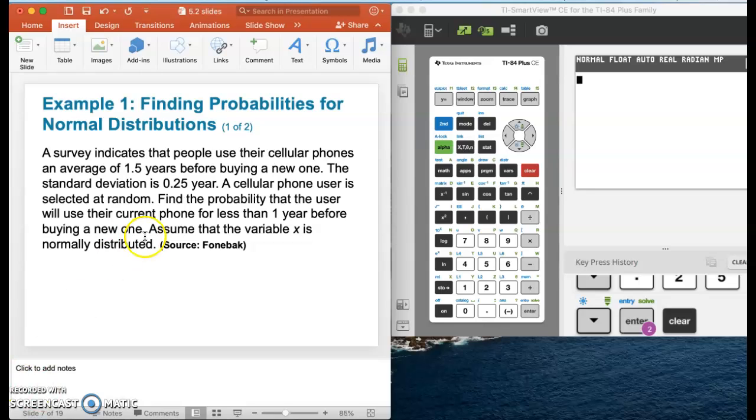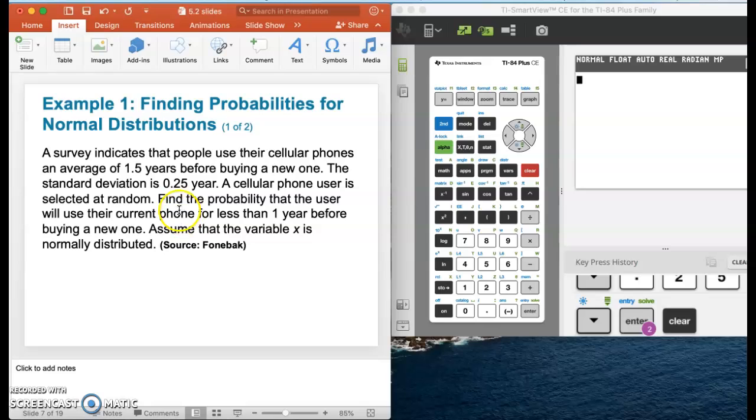A survey indicates that people use their cell phones an average of 1.5 years before buying a new one. The standard deviation is 0.25 year. A cell phone user is selected at random. Find the probability that the user will use their current phone for less than 1 year before buying a new one. Assume that the variable x is normally distributed.